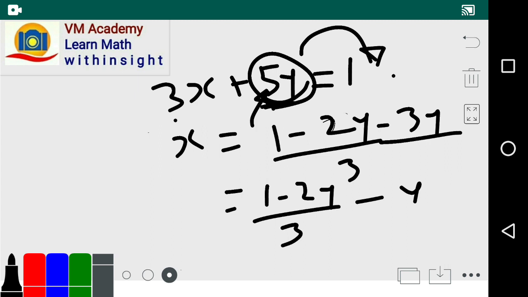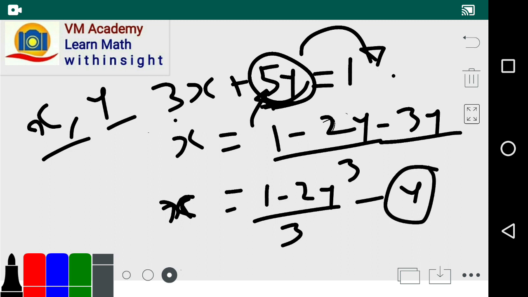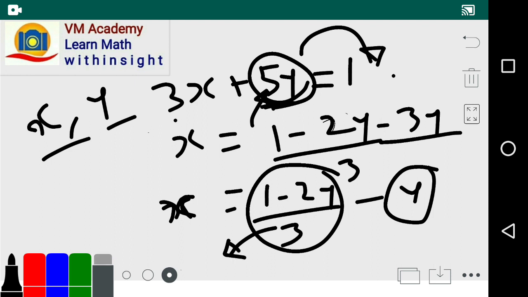Now friends, we would like to calculate the integer solution of this. Now that means x and y should be integers. So if y is an integer and this is also an integer, then x also becomes an integer. So let us select y such that this becomes an integer, and let this integer be k, that is (1 minus 2y) by 3 equals k.